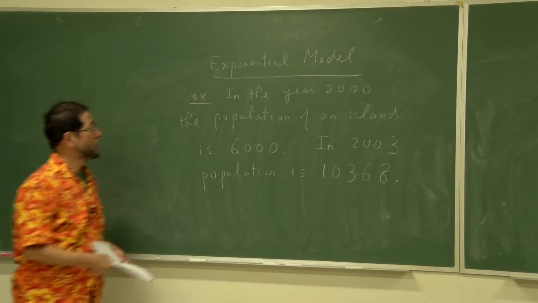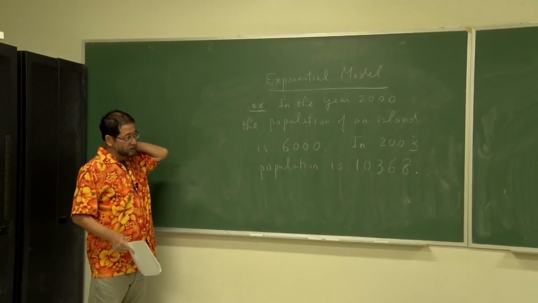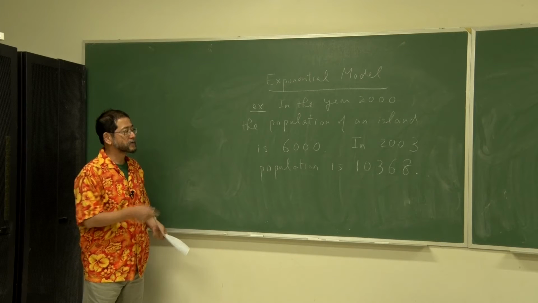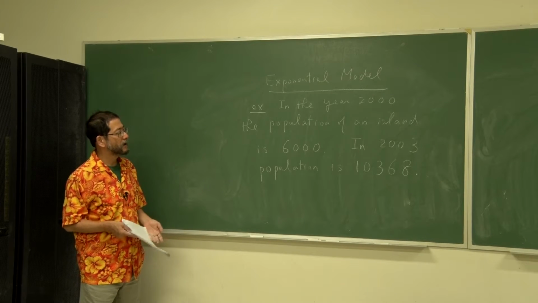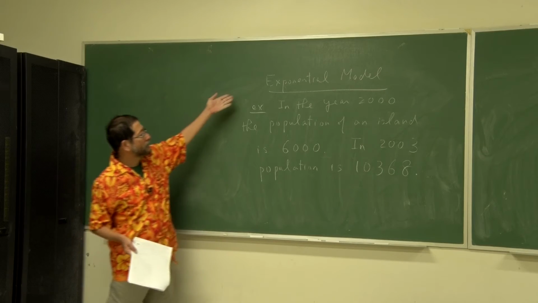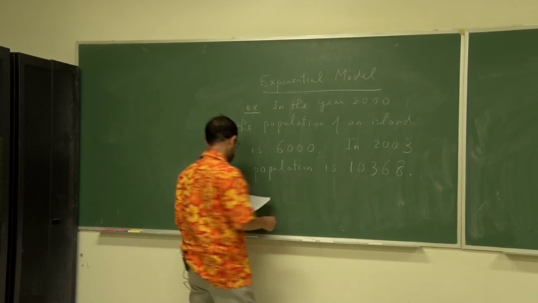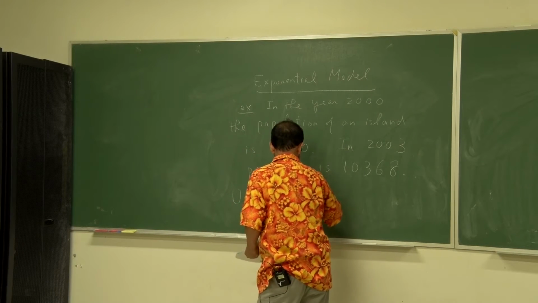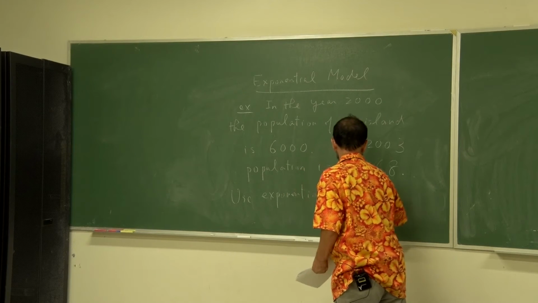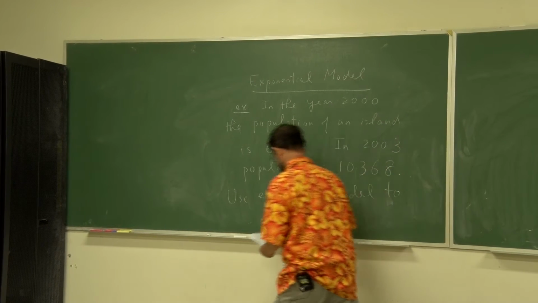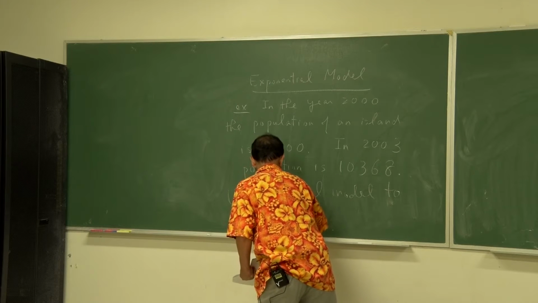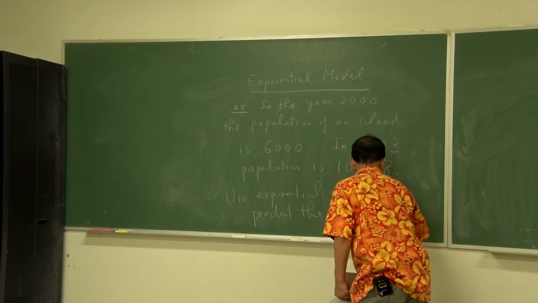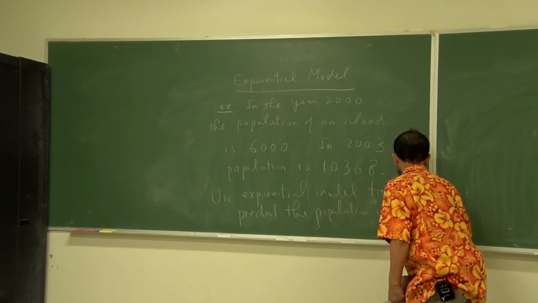Now, of course, only these two data. You might want to know more data, but suppose you only know these two. Okay? So again, you can predict the future by using a couple of models. But now I want to use the exponential model. So the task is to use the exponential model to predict the population in say 2010.